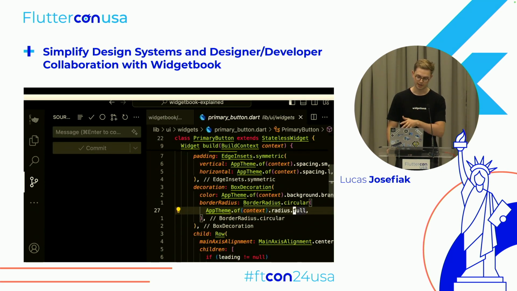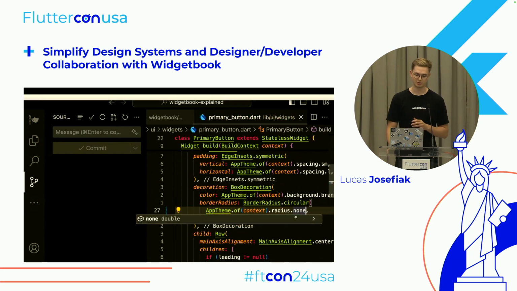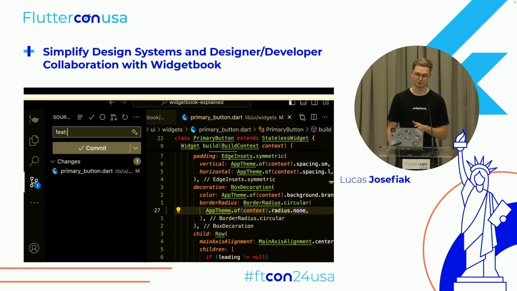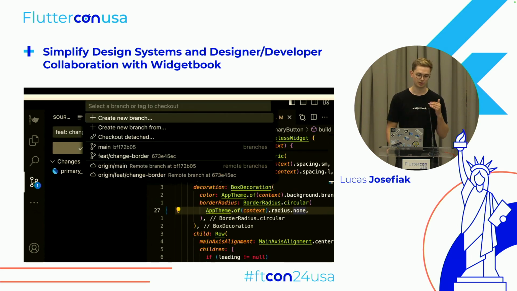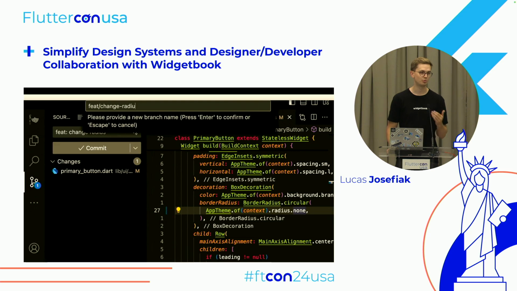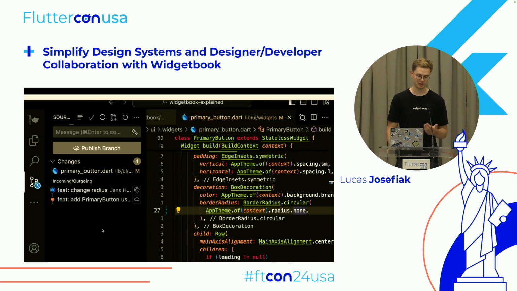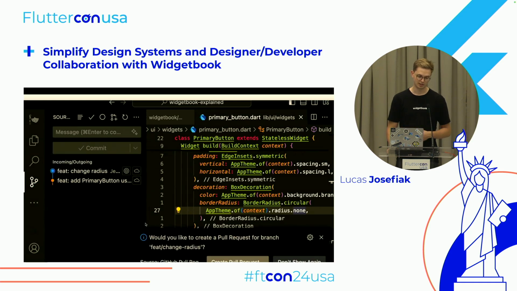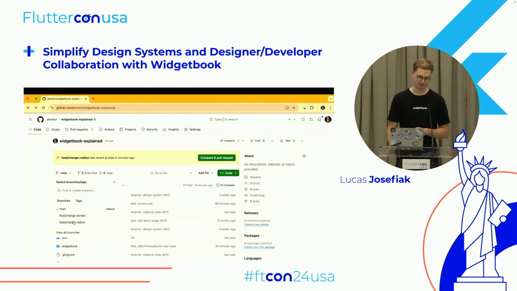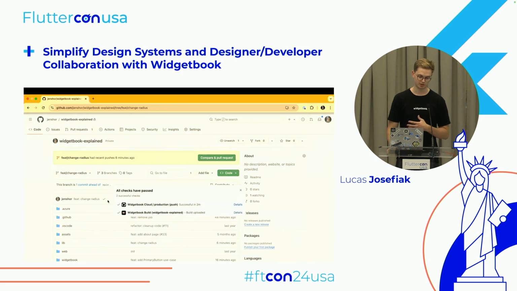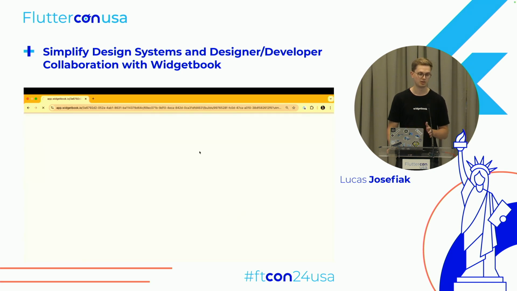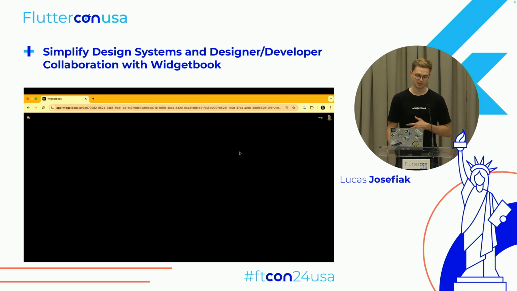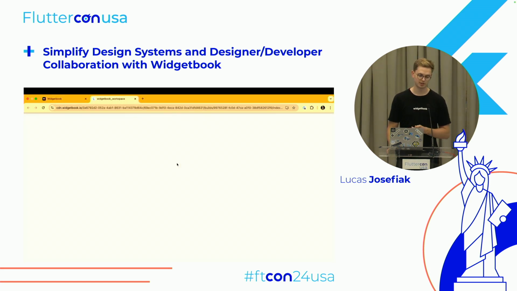So we are now changing a button here. The button was fully round. Now we change the border radius to none, so it's going to be very edgy now. And we are committing the change. We're creating a new branch here. And when we're committing that new build, we of course again have the chance to check it out. So we change the branch and can first of all just check the entire Widgetbook again and make sure, okay, it's included in that build here.